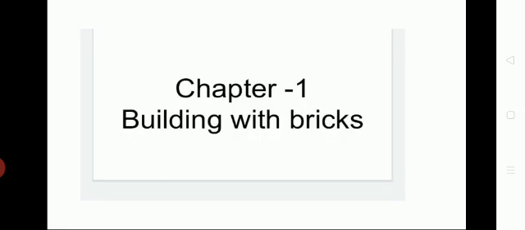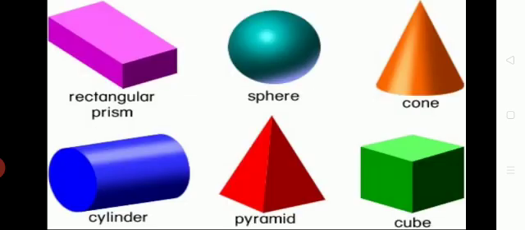At last class, what we discussed in this chapter: 2D shapes and 3D shapes. In 3D shapes, we learned about faces, vertices and edges. What are the 3D shapes? Rectangular prism, which means a cuboid, and then sphere, cone, cylinder, pyramid, cube. These are the 3D shapes.